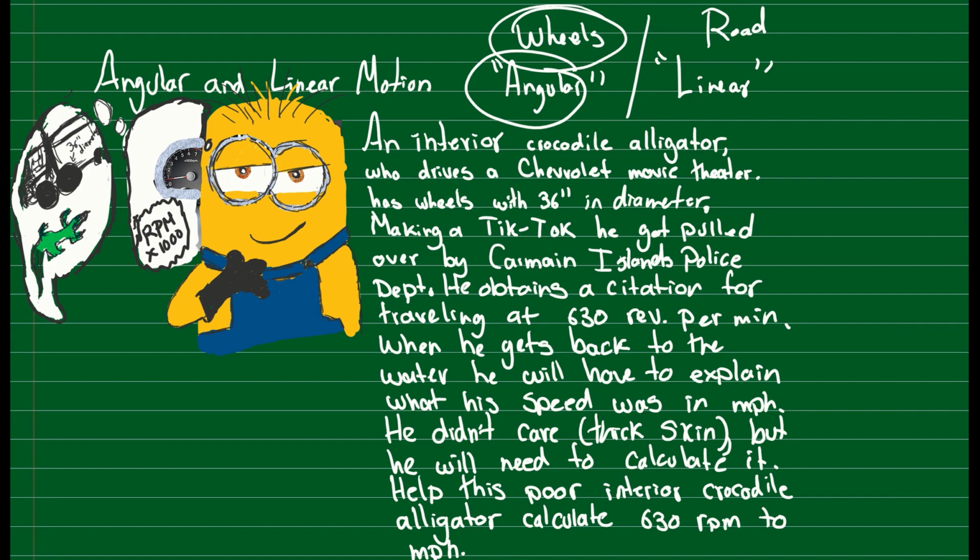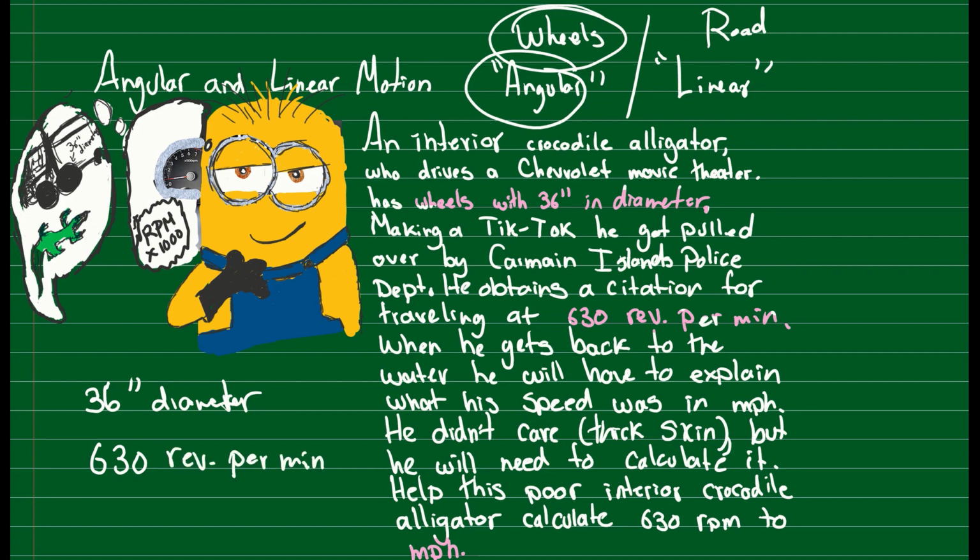So let's see what the problem is telling us. They're giving us a lot of information already. They're telling us that the wheels have a diameter of 36 inches. What other information do they tell us? They tell us that the crocodile is traveling at 630 revolutions per minute. We want to turn that into miles per hour. So let's just write this down: 36 inches in diameter, 630 revolutions per minute.